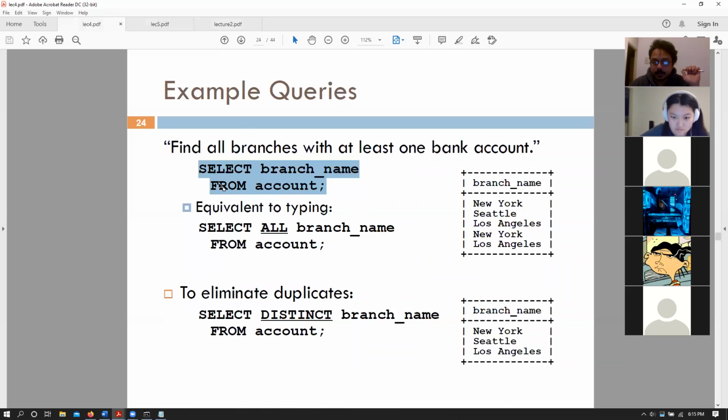In SQL, if we perform select branch name from account, we would get duplicate results because SQL maintains multisets, mainly because it is much more efficient to maintain multisets than to actually remove duplicates from our system. So this particular expression would give you the result New York, Seattle, Los Angeles, New York, Los Angeles. This is also equivalent to typing select all branch name from account. But if we want to specifically remove duplicates, we would have to use the term distinct. So select distinct branch name from account would give you the distinct set of branch names from that particular table. Any questions?